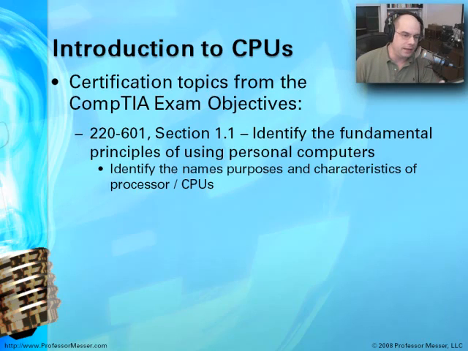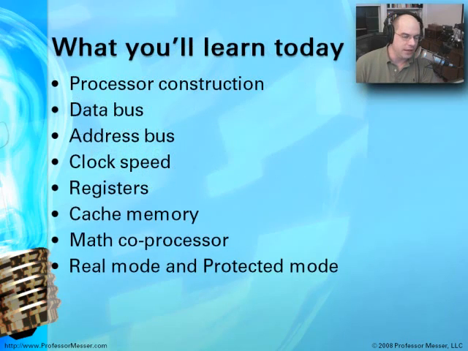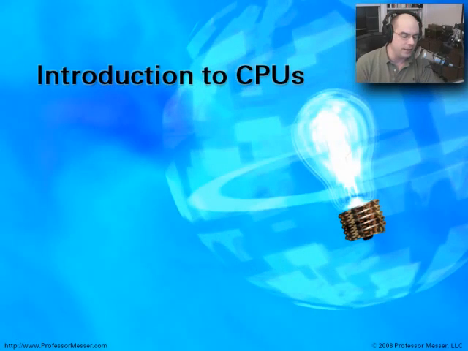This comes from the exam objectives in 220-601, Section 1.1, where we're going to understand more about the purposes and the characteristics of processors and CPUs. And we'll not only learn about the construction of processors, but we're also going to learn about how they work and how they're made up with their data bus, the address bus, learn about registers internal to the processors, and we'll learn about cache memory and math coprocessors as well. There are a few other topics that we'll talk about as we go through this.